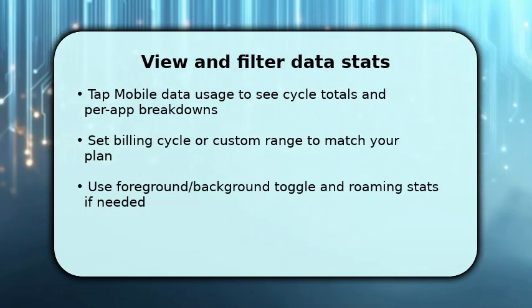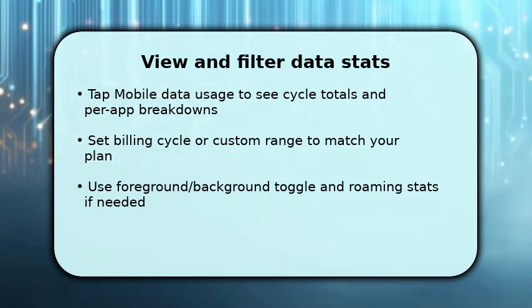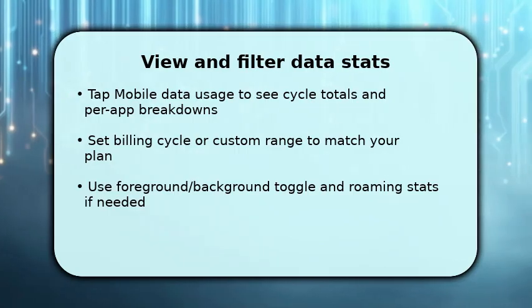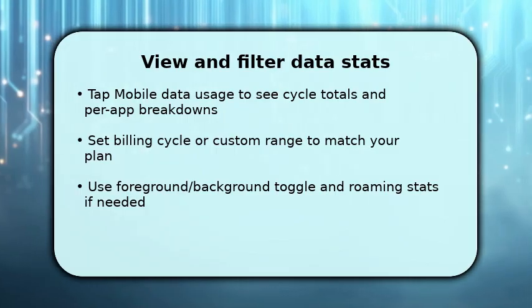Once you're in mobile data usage, you'll see a graph and per app list. You should inspect both because the graph shows trends while the list shows culprits. Change the billing cycle or set a custom date range to match your carrier so comparisons are accurate.